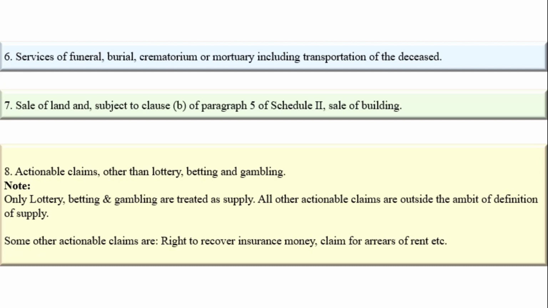Let us take one example. XYZ Limited, an NBFC, transferred its bad loans, meaning unsecured loans, to Vasuli Capital Limited. Does it qualify as a supply? So here the answer is, even though actionable claims are covered in goods, Schedule 3 specifically excludes actionable claims other than lottery, betting and gambling. So transfer of unsecured loans would not amount to supply. So in this case, it is not considered as a supply, and GST is not applicable to it.